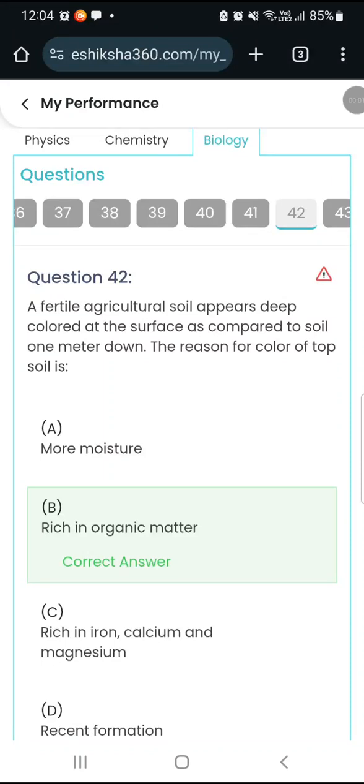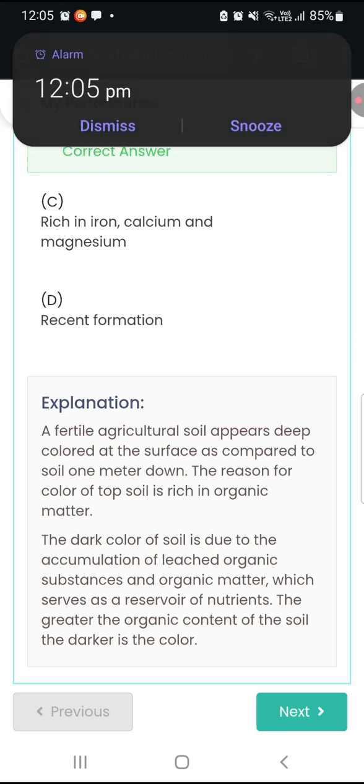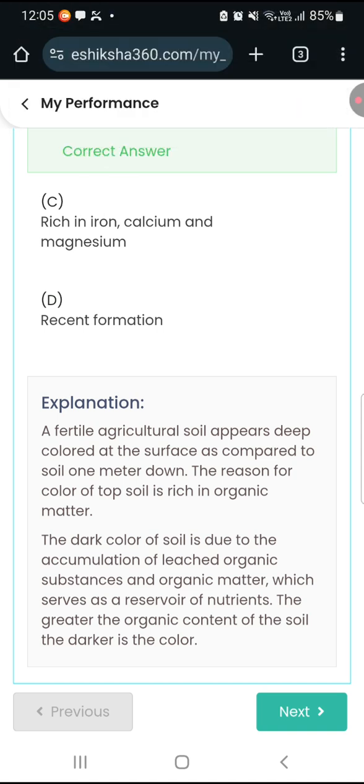While agricultural soil appears deep colored at the surface as compared to soil 1 meter down, the reason for color of topsoil is? Answer: rich in organic matter. Explanation: a fertile agricultural soil appears deep colored at the surface as compared to soil 1 meter down. The reason for color of topsoil is rich in organic matter.